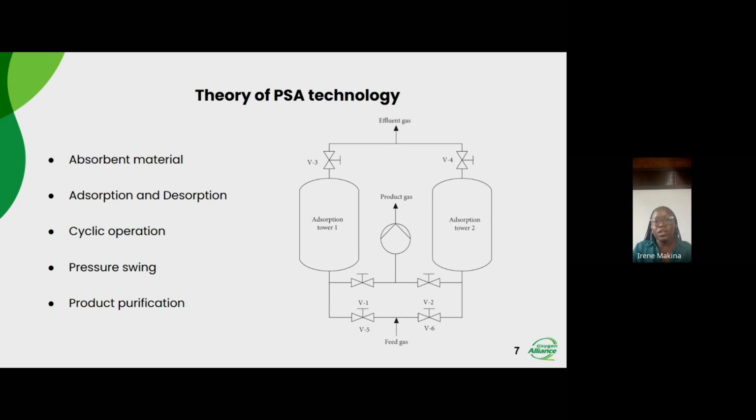Further, product purification is done using several technologies to achieve a maximum percentage purity of oxygen. From now, I will invite my colleague, Lloyd, to take us through the parts and functions of PSA technology. Thank you.